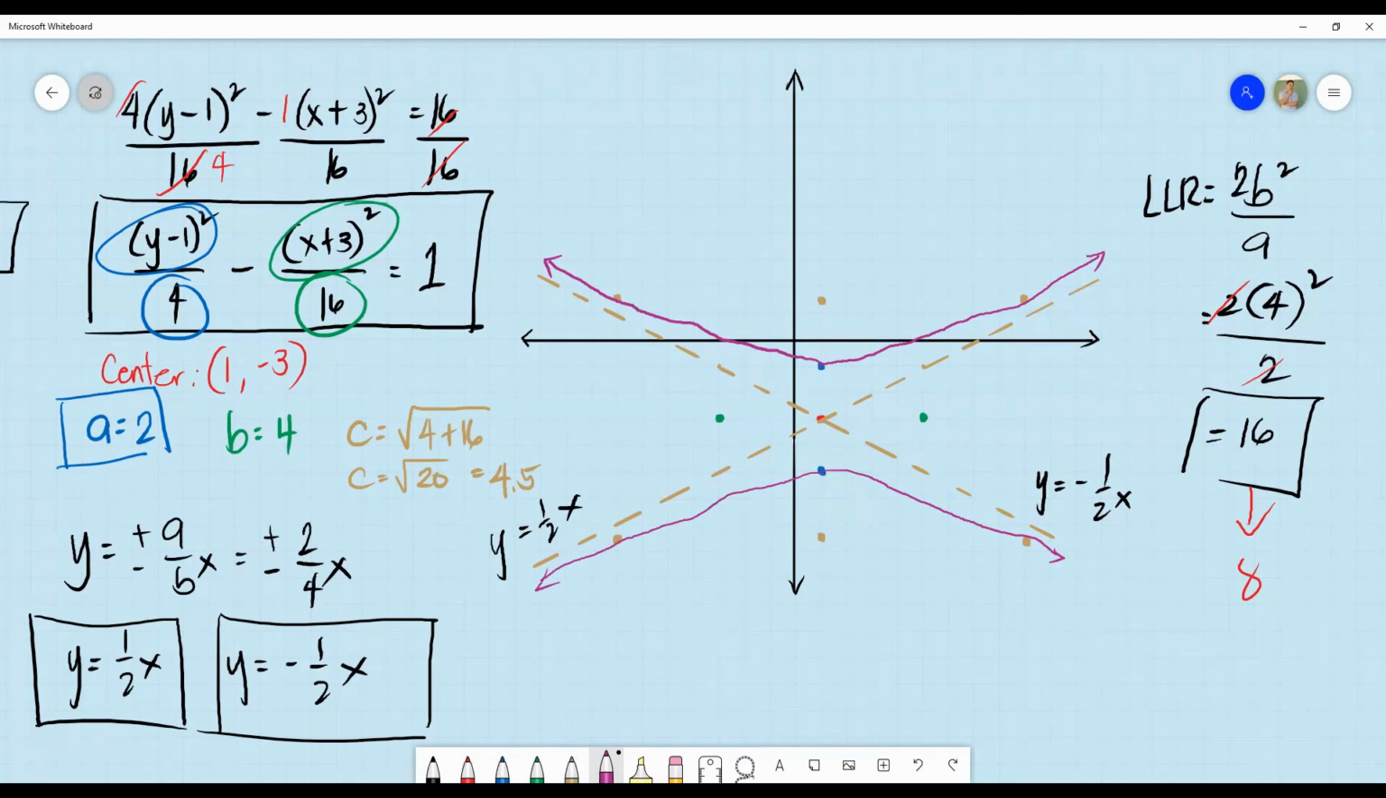So that's it. That's how we graph our hyperbola with vertical transverse axis. Thank you so much.